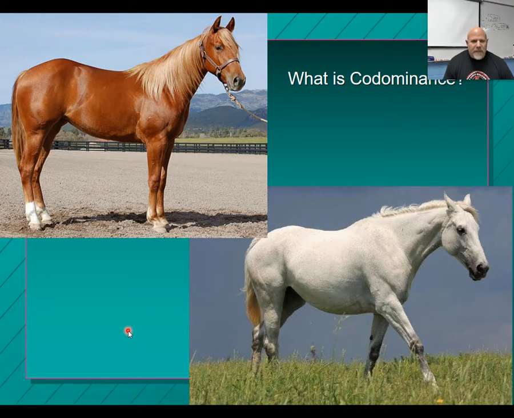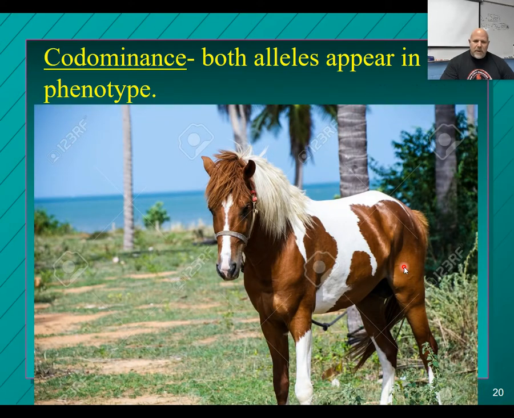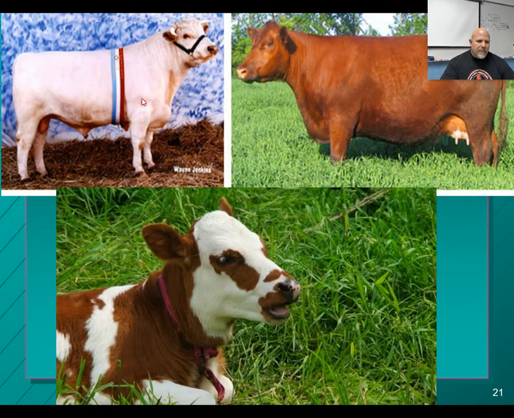So what do we mean by that? Well, if you have a brown horse and a white horse and you mate them together, you get a brown and white horse. Okay, so we see both of the parental alleles in the offspring. If I mated a white and a brown cow, I'd get a brown and white cow.